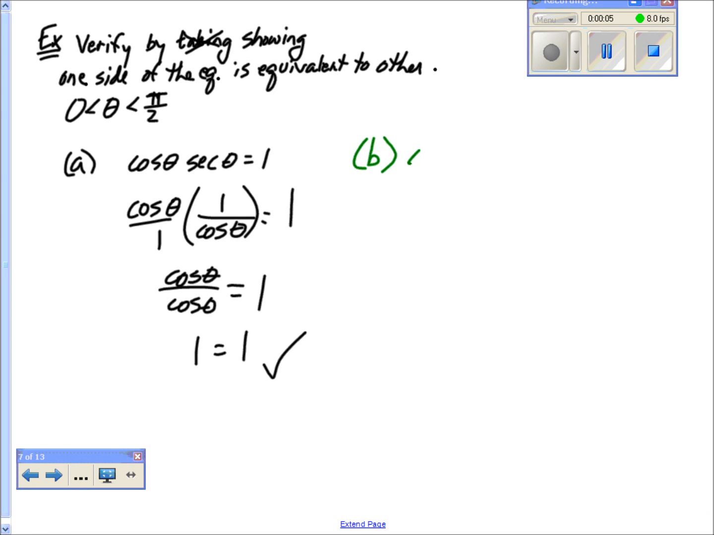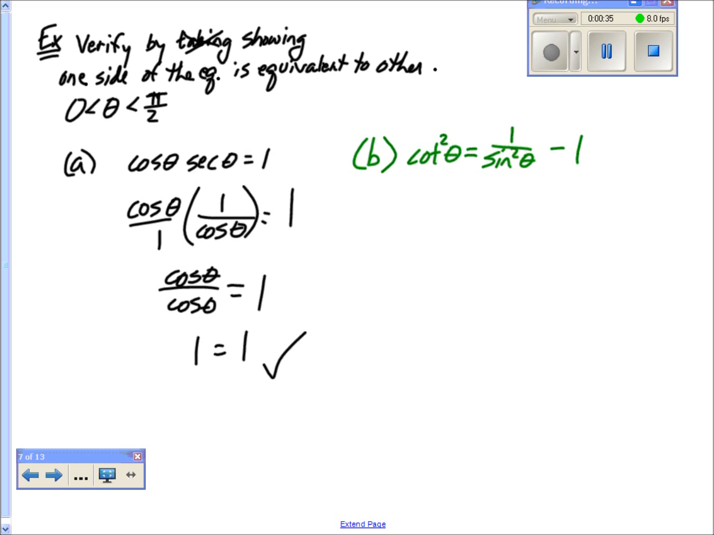Let's look at this second problem here. Cotangent squared theta equals 1 over sine squared theta minus 1. Okay, so if we're going to verify by showing that one side of the equation is equivalent to the other, you can use either side here. Maybe go with the right initially because it looks a little more complicated, and see if that'll simplify into the left. So we'll do that first.